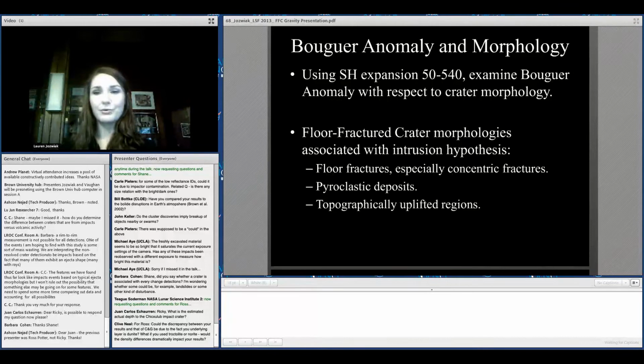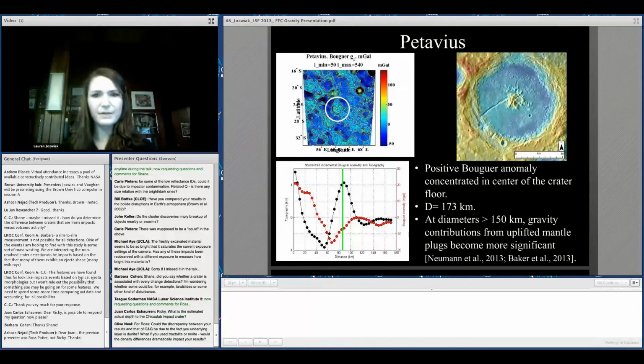And so now we move farther to actually start to tie the Bouguer anomaly with the crater morphology. Using a spherical harmonic expansion of 50 to 540, we examined the Bouguer anomaly with respect to crater morphology. What we were looking for were correlations between peak intensity of the Bouguer anomaly and surface manifestation of morphologies associated with the intrusion hypothesis. These can be the floor fractures, especially concentric fractures, pyroclastic deposits, and topographically uplifted regions of the crater floor.